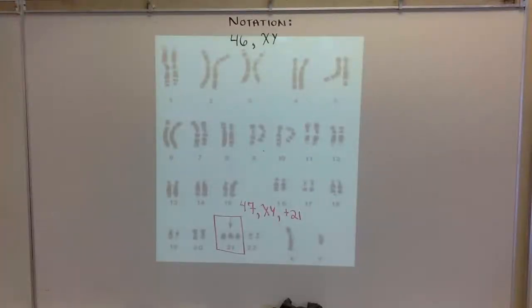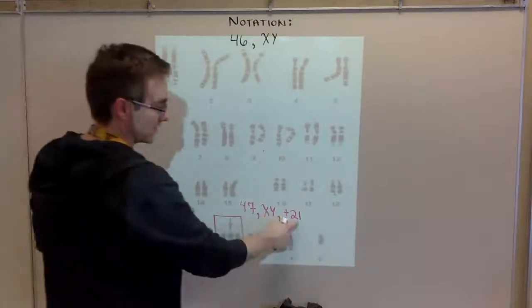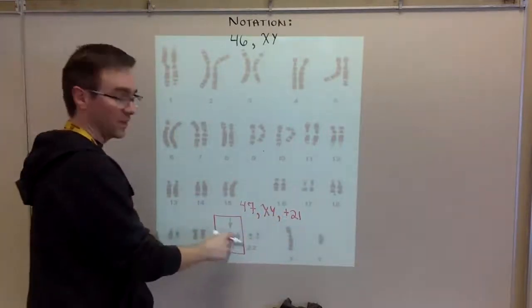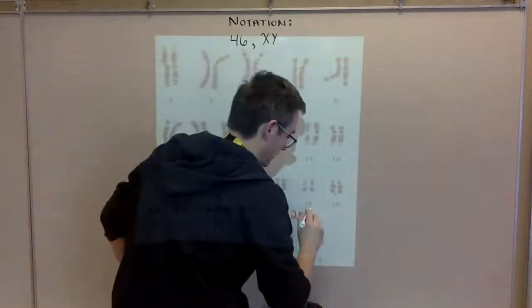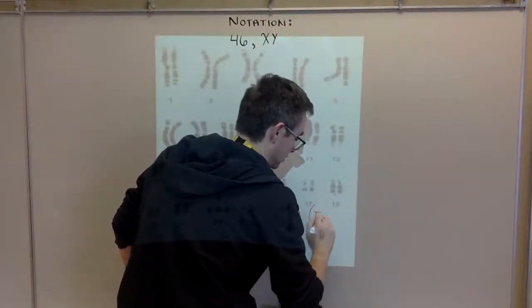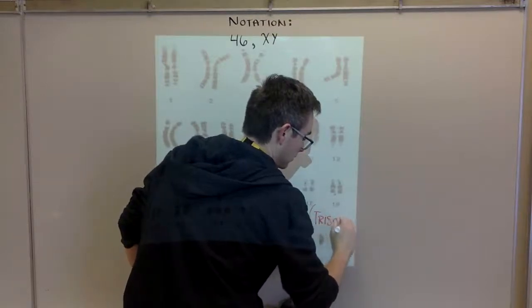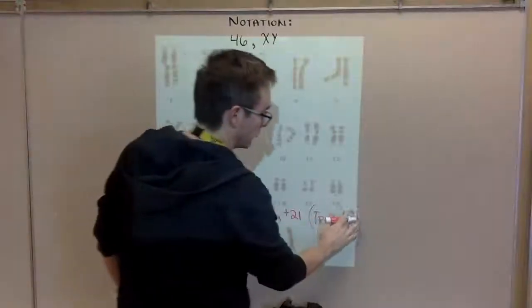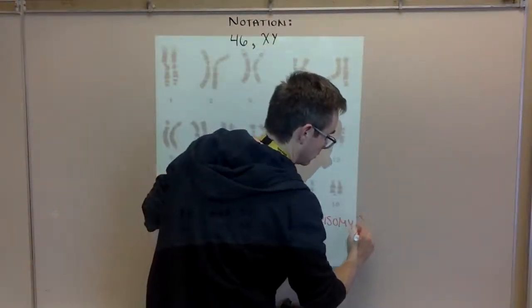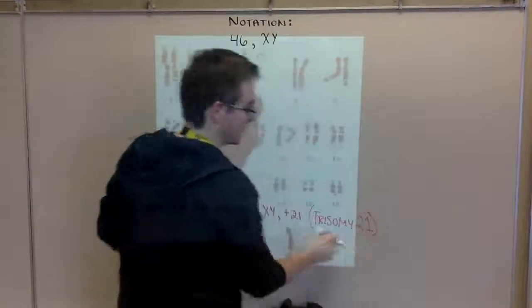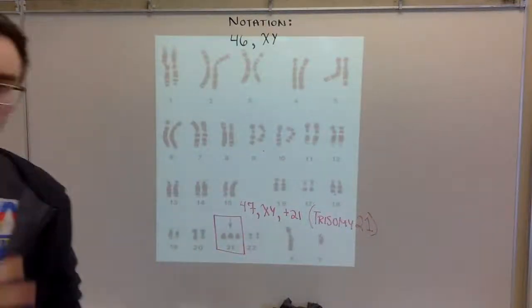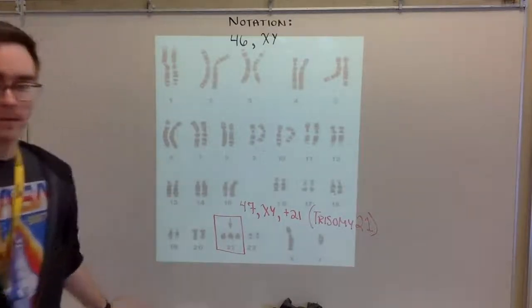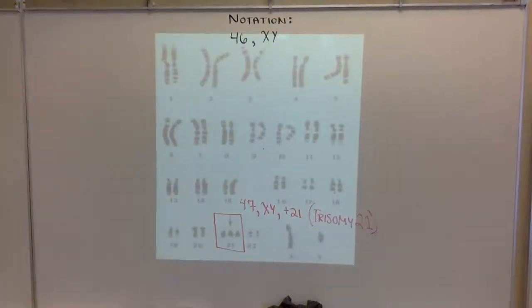So now we have a 21, and that 21 tells us that it's on the autosome. In this case, because there are 3 of the number 21, this is also known as trisomy 21. Trisomy meaning 3, number 21. So this is a trisomy 21 here. All right, so let's look at another example.